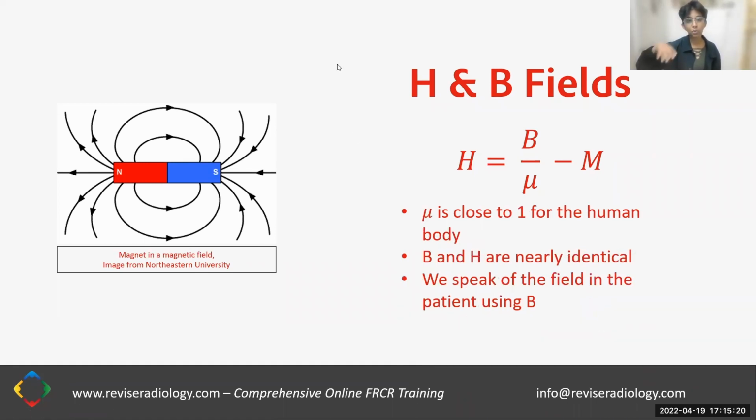Now, when we're discussing MRI, you'll very rarely hear this term H talked about, even though we're trying to discuss the magnetic field in the patient's body, so we should be using the term H. However, most commonly, you'll only hear discussions of the term B. B is the external magnetic field that's applied to the patient.